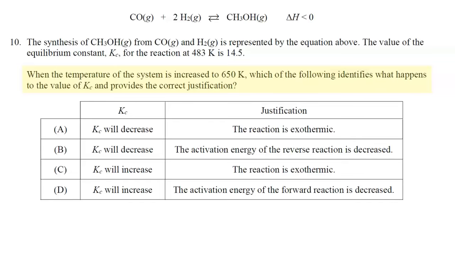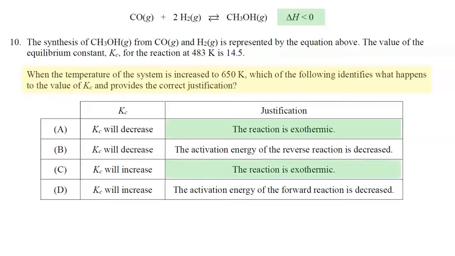Now, for the justification here in question 10, 2 of the 4 choices indicate that the reaction is exothermic. And we can see next to this balanced chemical equation, it says that the sign of delta H is negative, that the delta H is less than 0. So when the delta H is negative, then the reaction is exothermic.